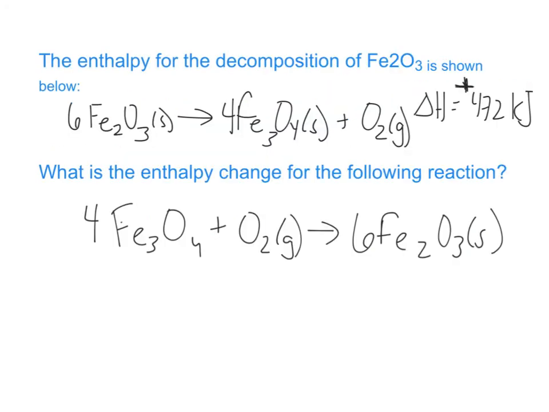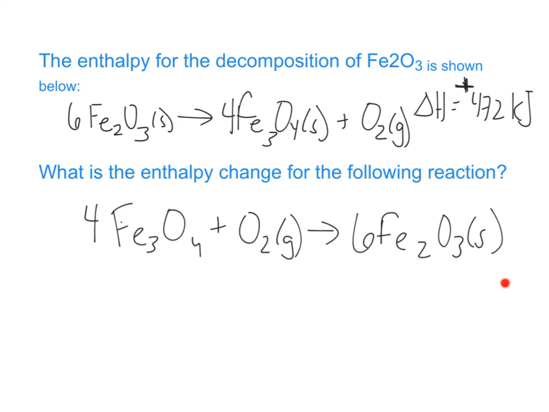Okay, here we have the enthalpy, or heat of reaction, for the decomposition of iron oxide. And remember, decomposition is a word that means you go from one thing and it breaks down into its parts. The important thing in this question is, they're asking you what is the enthalpy change for this reaction down here. Now we know that 6 moles of iron oxide decompose into 4 Fe3O4 plus 1 mole of oxygen gas, and that is endothermic and requires 472 kilojoules of energy.